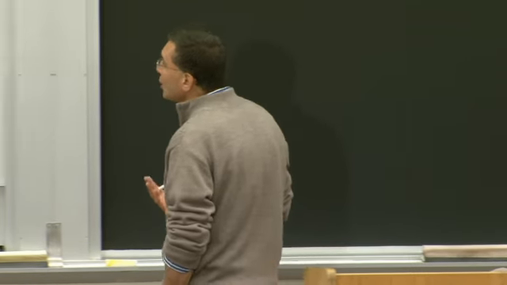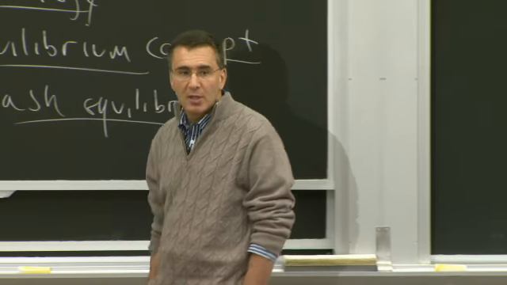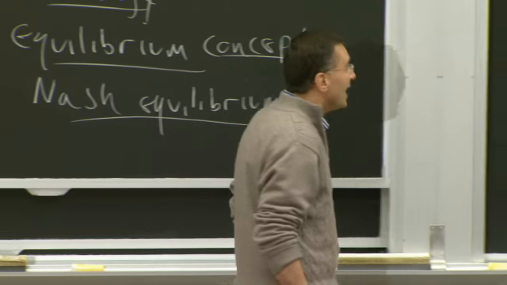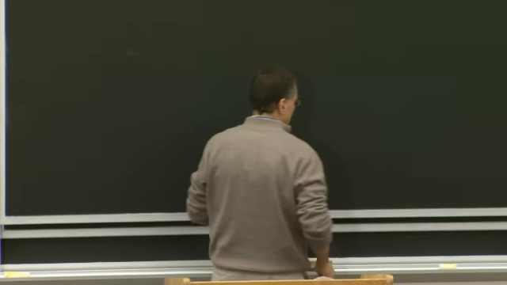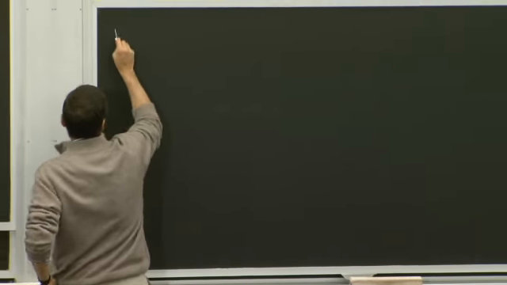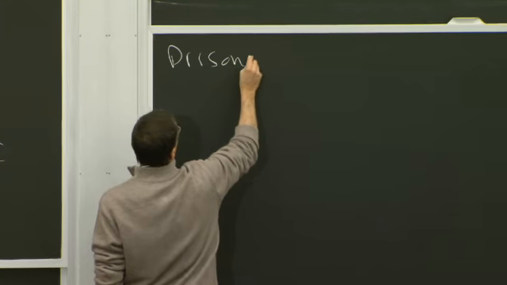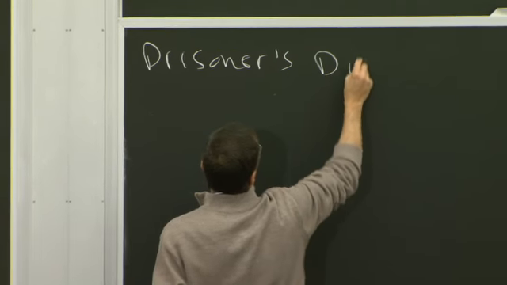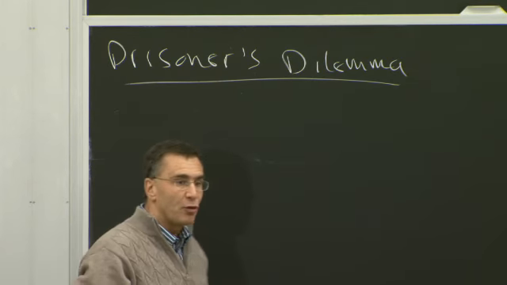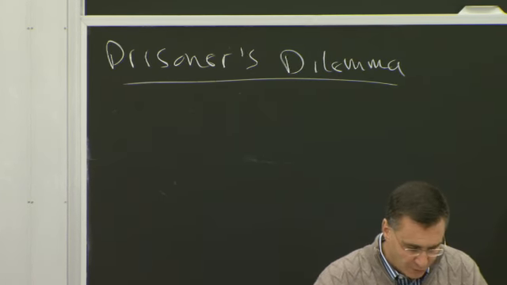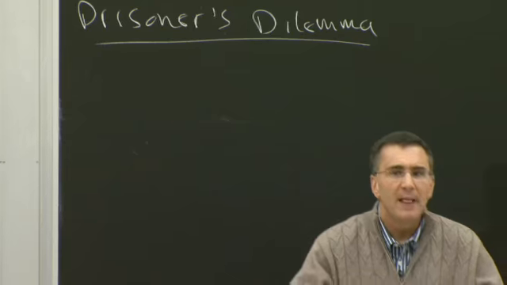Now, the best illustration we use of the Nash equilibrium is an example that we refer to as the prisoner's dilemma. And many of you will be familiar with this from more popular reading you've done in economics, but let me just go through it because it's important to understand it. The prisoner's dilemma.